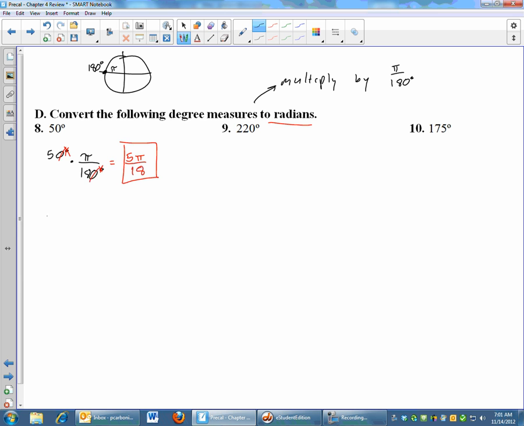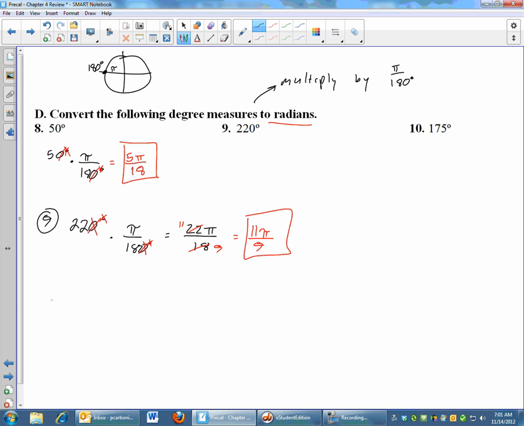For number 9, I'll just do it down here. We have 220 degrees. I'll do the exact same thing. We're going to multiply by pi over 180, and we'll start reducing. Let's see, degrees cancel. The zeros cancel. And this is going to start looking messy here, so I think I'm going to go ahead and multiply that. It's 22 pi over 18. And then I'll look at that, and 22 over 18 reduces again. 2 goes into each of those. 2 goes into 18 9 times. 2 goes into 22 11 times. So we're left with a radian measure of 11 pi over 9.